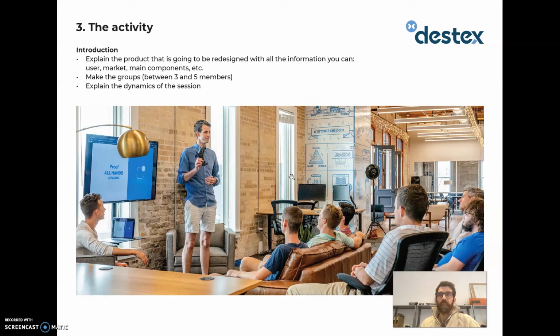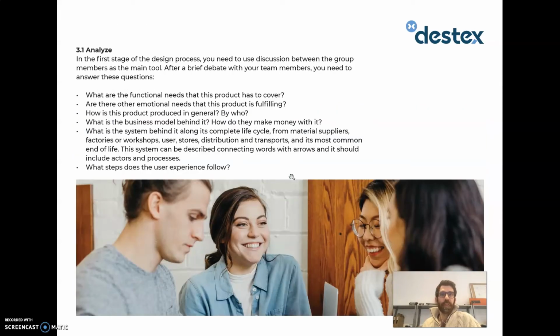In terms of the activity, you need to start with an introduction. You need to explain the characteristics of this product in terms of the user, the market, its main components, functionality, everything. You need to make the groups and explain the dynamics of the session.